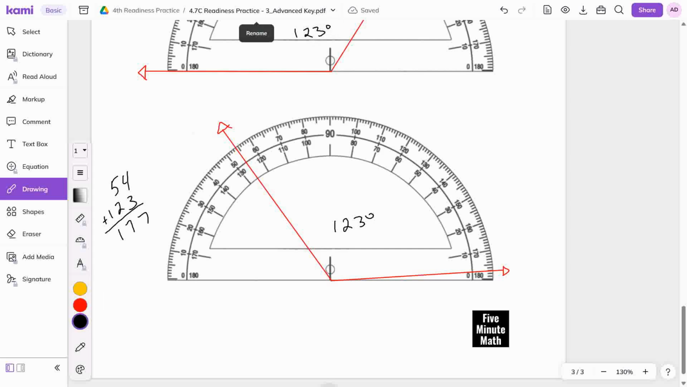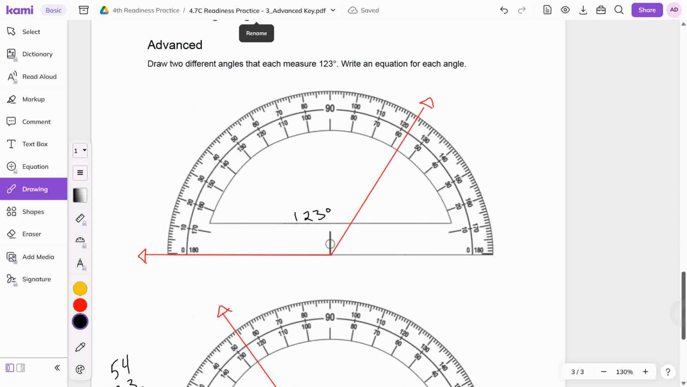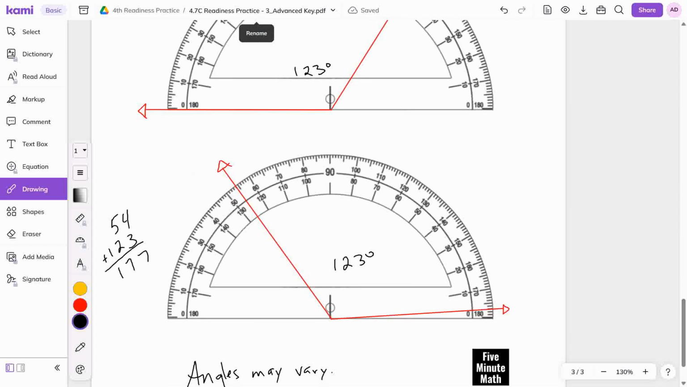And there we go. Now, your angle might be different than mine because there are a lot of different variations of how we can show 123 degrees on a protractor. As long as the measurement is the same, you can shift both the arms to the left or to the right, or rotate them.